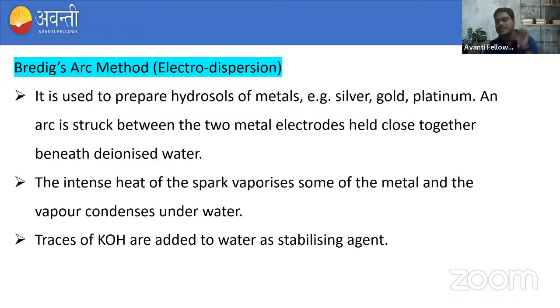An arc is struck between two metal electrodes held close together, under deionized water. What do we do basically? We strike an arc between the two metal electrodes and then try to break it. The intense heat of the spark vaporizes some of the metal, metal gets evaporated, and the vapor condenses under the water. Traces of KOH are added to the water as a stabilizing agent.